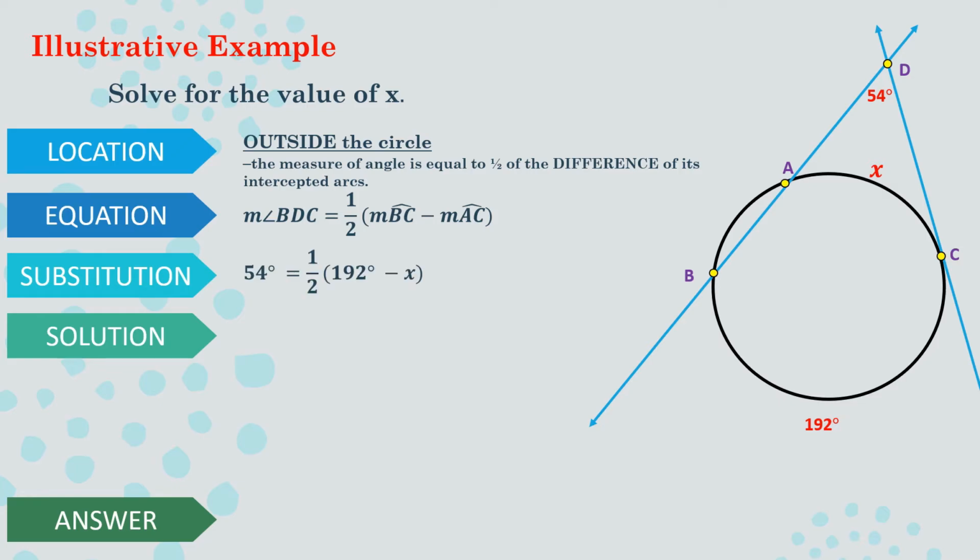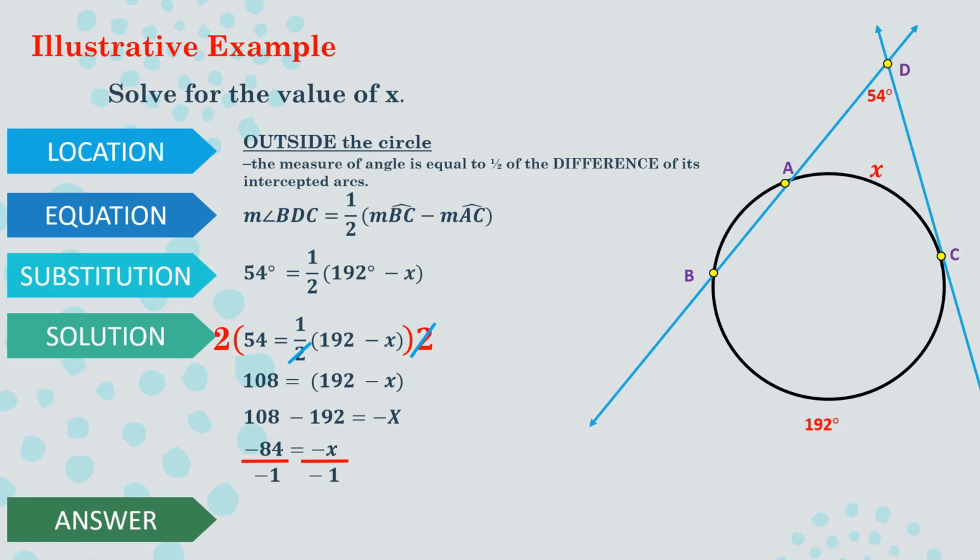We'll have 54 degrees is equal to 1 half of 192 degrees minus x. Then solving for this, we have to remove the 1 half by multiplying both sides by 2, and that will give us 108 is equal to 192 minus x. So solving for x, we will have 108 minus 192 equals negative x, and that will give us negative 84 equals negative x. Then we divide both sides by negative 1. Then we will have x is equal to 84 degrees.